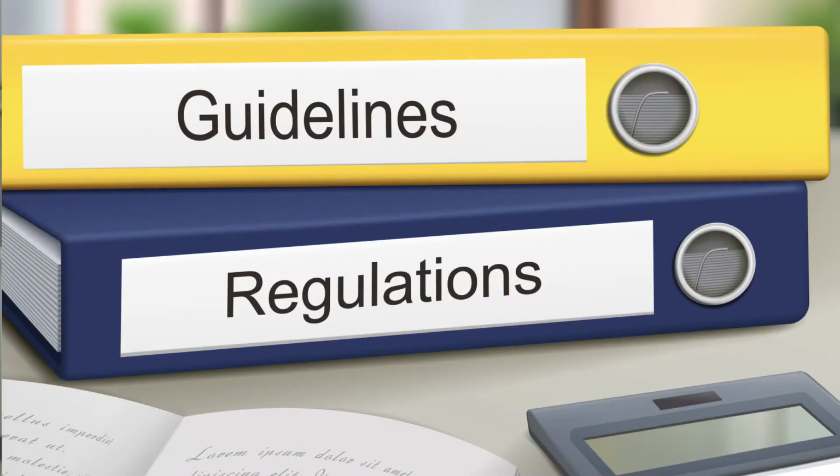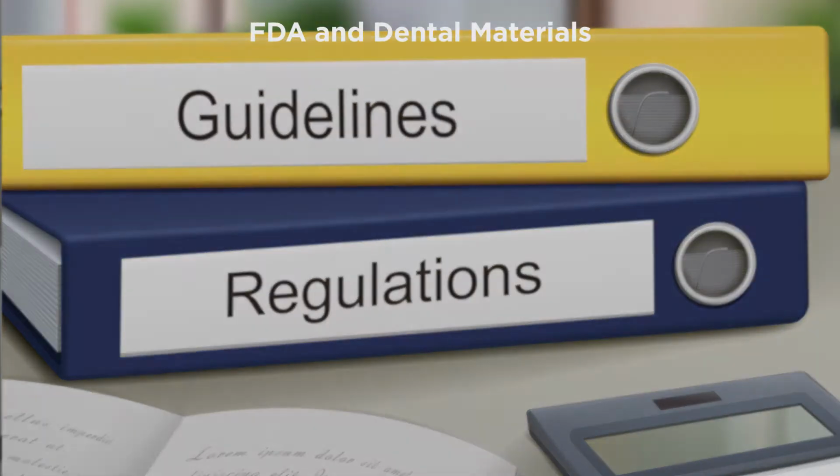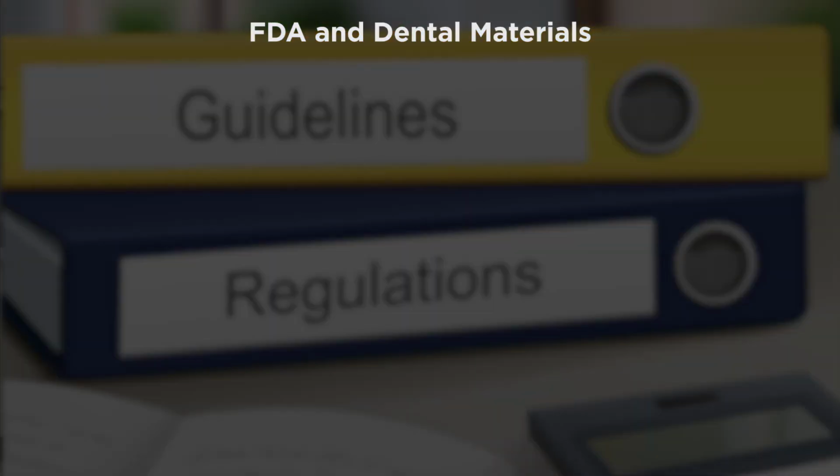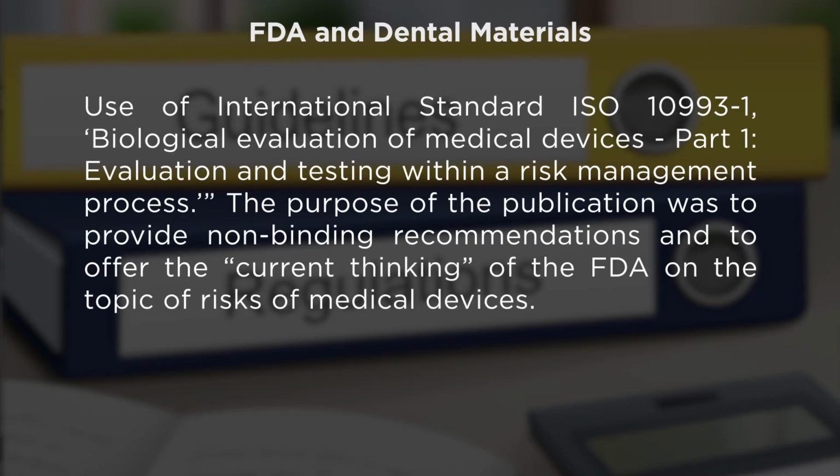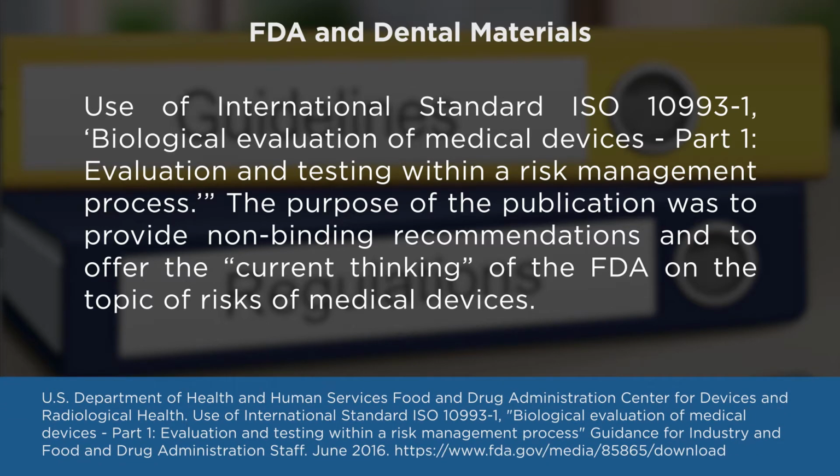Perhaps in an attempt to improve the status quo, in 2016, the United States Food and Drug Administration, FDA, published a document entitled, quote, Use of International Standard ISO 10993-1, Biological Evaluation of Medical Devices, Part 1, Evaluation and Testing Within a Risk Management Process, end quote. The purpose of this publication was to provide non-binding recommendations and to offer the current thinking of the FDA on the topic of risk of medical devices. The source for this is the U.S. Department of Health and Human Services, Food and Drug Administration Center for Devices and Radiological Health, 2016.